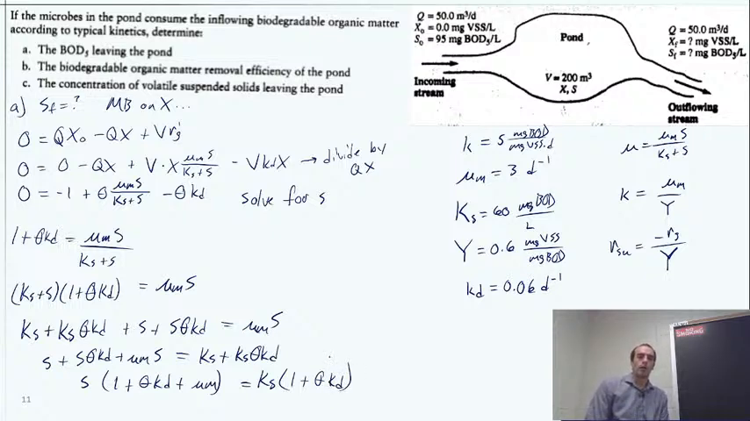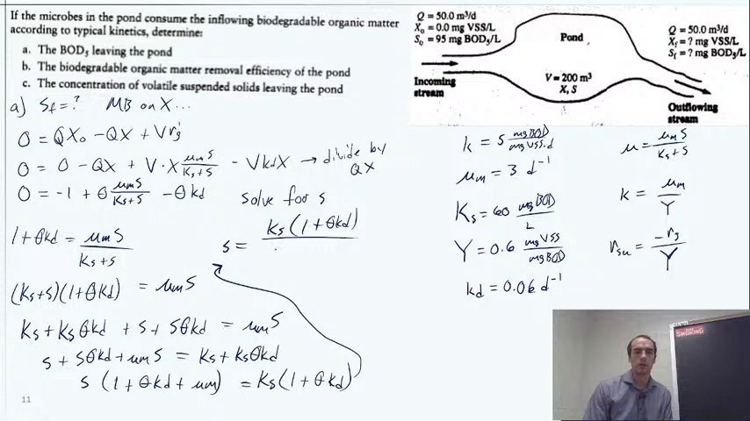And then we can get our final equation here for S. I'm just going to put it here to say this is going to be Ks times 1 plus theta Kd, if I've done all this right, divided by 1 plus theta Kd plus mu max.